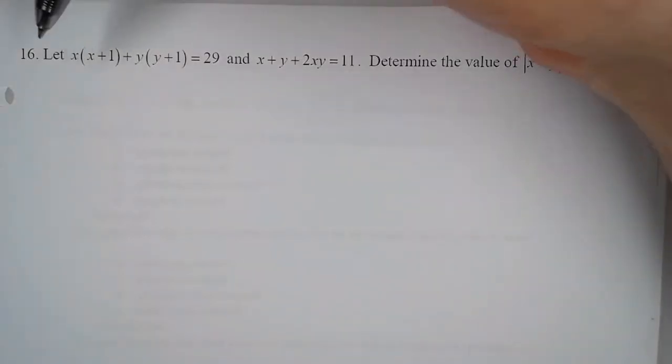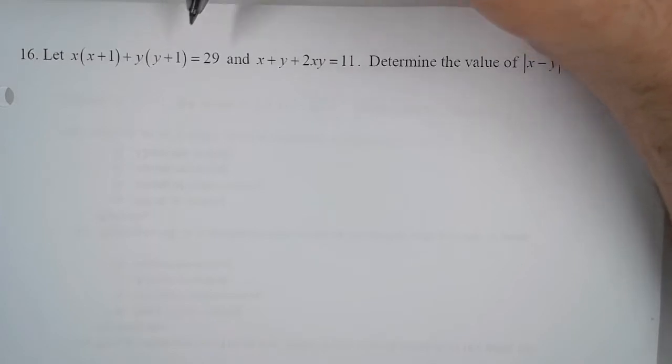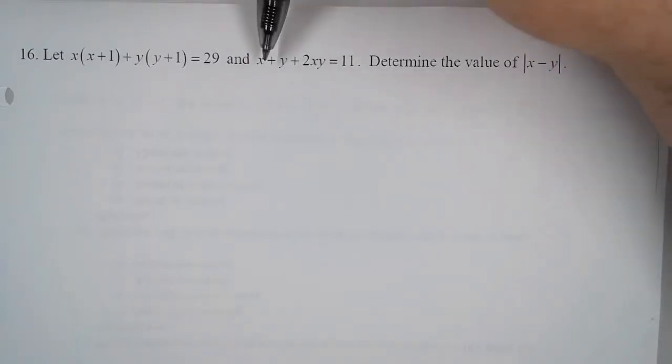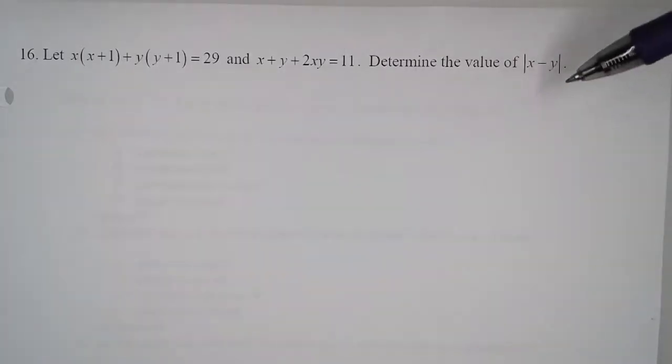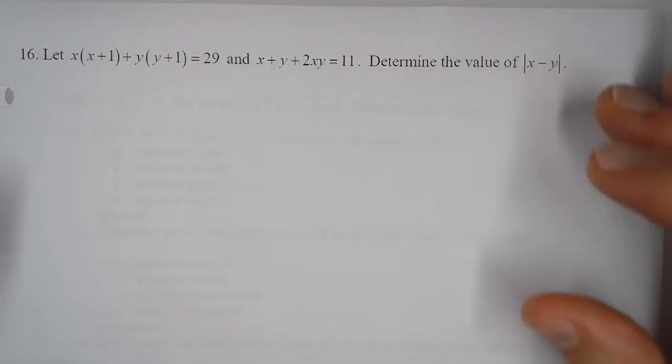In this problem, it says let x times quantity x plus 1 plus y times the quantity y plus 1 equals 29, and x plus y plus 2xy equals 11. And we want to determine the absolute value of x minus y.